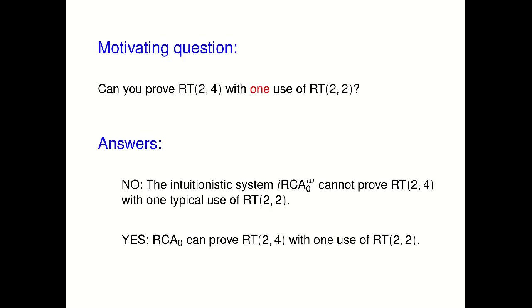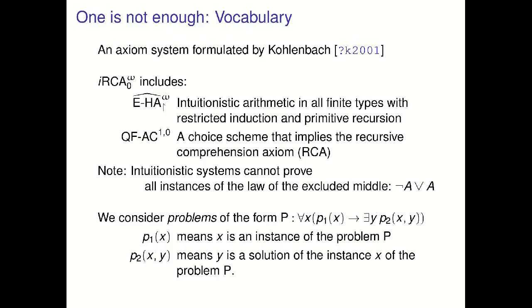But if you switch to the system that we've already looked at, RCA naught, it turns out that there actually is a way to prove Ramsey's theorem for pairs in 4 colors with just one use of Ramsey's theorem for pairs in 2 colors. So the proof that I just showed you is not optimal in the respect that it used RT22 more than it really needed to.